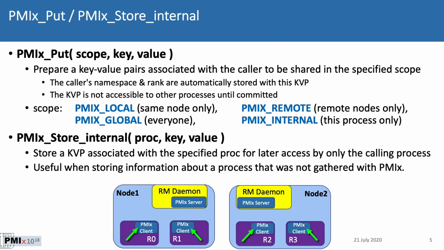Occasionally, a process will want to store a key value pair internally to the local PMIx client library cache for easier access later via PMIx get. If the information is about the caller process, then the caller could use PMIx put with the PMIx internal scope. If the information is about another process, since PMIx put associates the caller's namespace and rank, we needed a different operation for that. So if you wanted to store information about another process, then the PMIx store internal operation can be used. And those are kept local to the client.